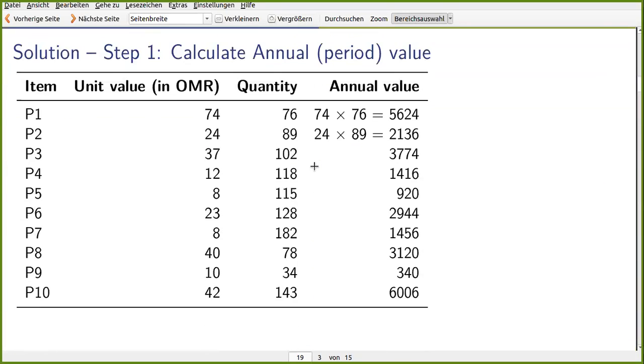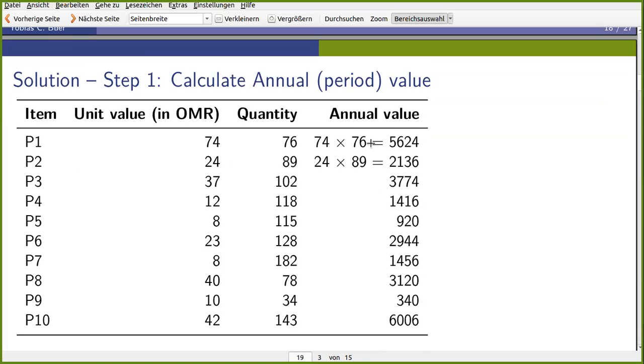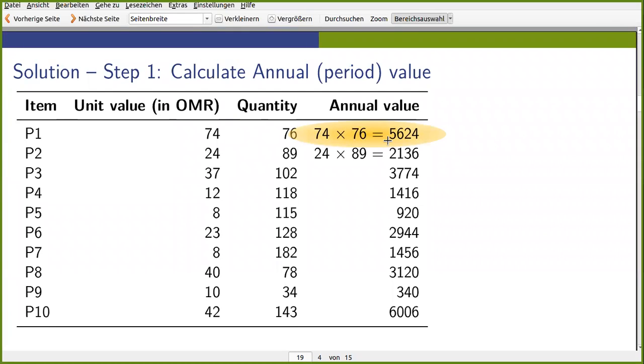all the other items. So here on the second slide, you see the annual value. Let me make it bigger here. So we do the following calculation: 74 times 76 equals 5,624, and we repeat this for all the other items. Of course, you can do this via calculator, or you can set up some Excel spreadsheet to do that. And now we have the annual value.